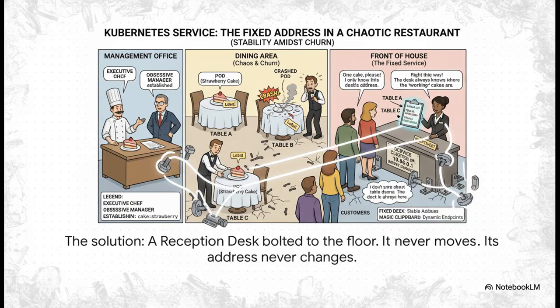Back in our restaurant, this solution is like a giant heavy reception desk that's literally bolted to the floor. It is not going anywhere. Its address, which we call its ClusterIP, is permanent. It never ever changes. So it doesn't matter what kind of craziness is happening in the dining room, customers now have one single, reliable place to go to check on their order.